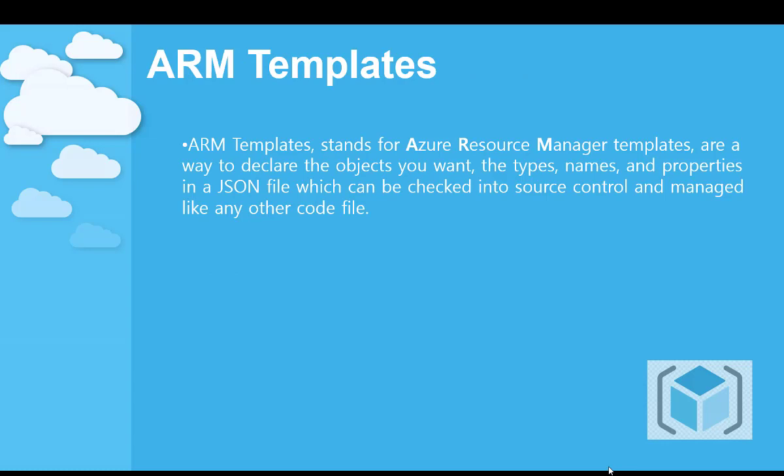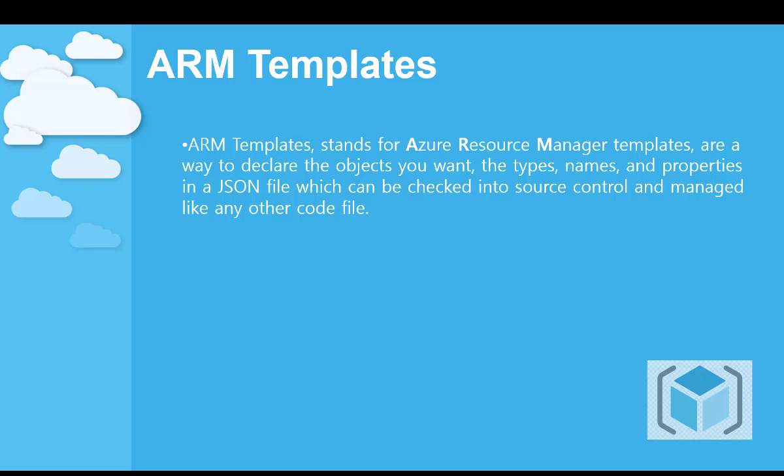Let's move now to the ARM templates. If you need a way of deploying infrastructure as code to Azure, then Azure Resource Manager templates are the obvious way of doing it simply and repeatedly. They define the objects you want, their types, names, and properties in a JSON file, which can be understood by the ARM API.